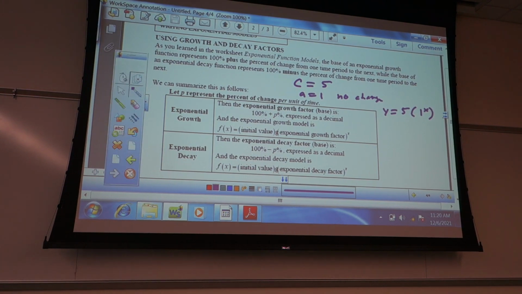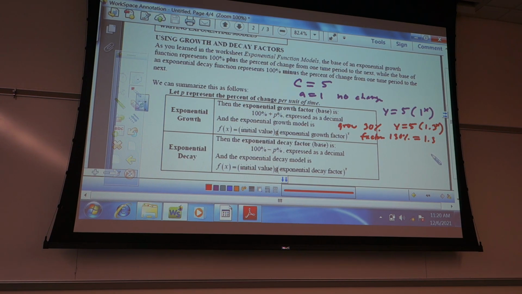Let me show you this. If I grow 30% each year, then my factor is 130%, which as a decimal would be 1.3. Because to change from percent to decimal, you move the decimal place over twice, or think about just 130 cents. I'd write that as 1.3 or 1.30. So then I'd have y equals 5 times 1.3 to the x. Does that sort of follow for folks?